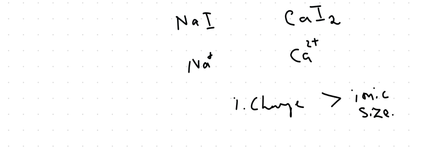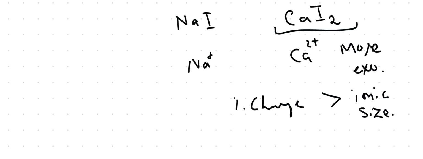So in that sense, even though the calcium has a bigger ionic size, the calcium would still have a stronger power for the iodide ion. And as a result, it would have a more exothermic value. Is that clear? Okay.